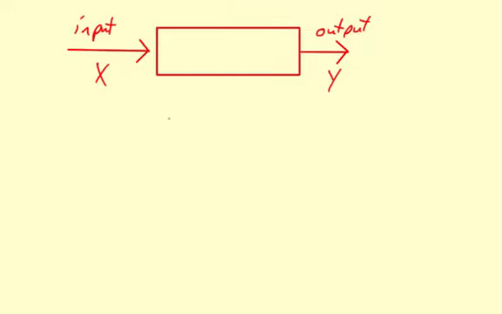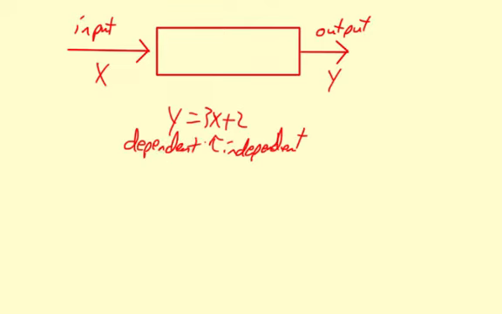So an example of a function equation could be like y equals 3x plus 2, where the input value is x and the output value is y. And y does depend on x. So x is also considered the independent variable. And y is the dependent variable, because the y value depends on the x value, but the x value could be anything.